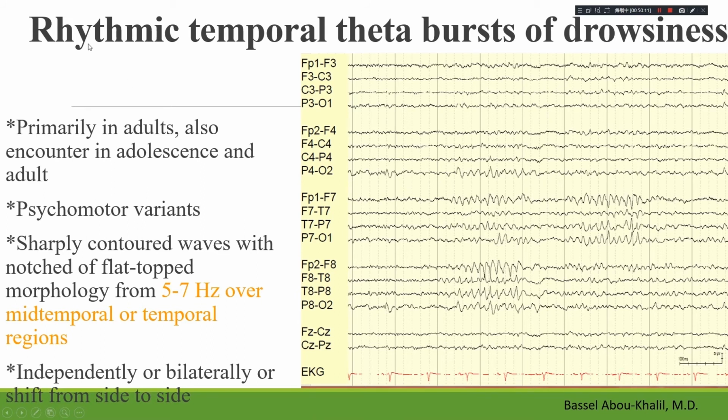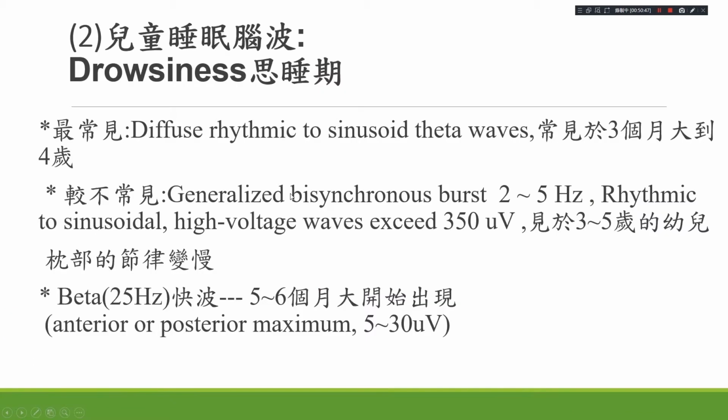The second is the rhythmic temporal theta burst of drowsiness, which usually happens in drowsiness and is very spiky, and we call it psychomotor variant. It is sharply contoured like a sharp wave, and easy to misinterpret as a spike. Usually this rhythmic temporal theta burst is about 5 to 7 Hz over the mid-temporal area. It could be independent, bilateral, or shift from one side to the other.